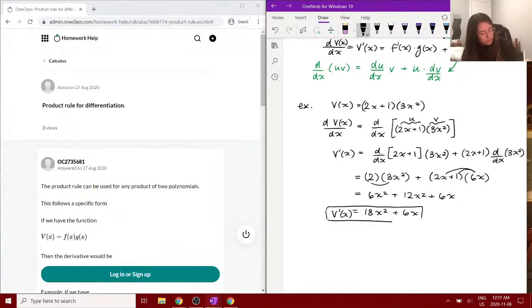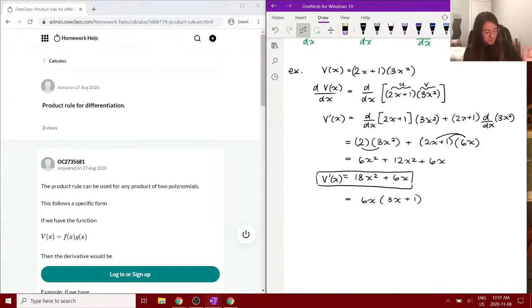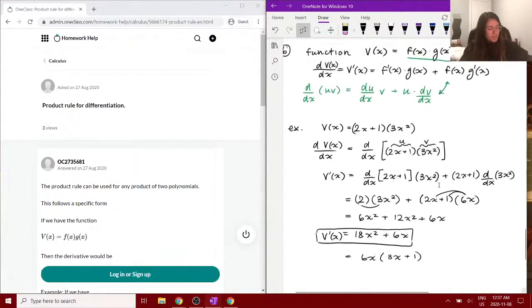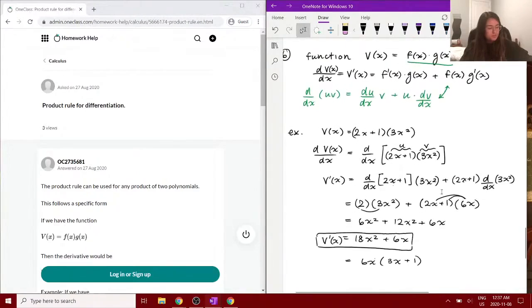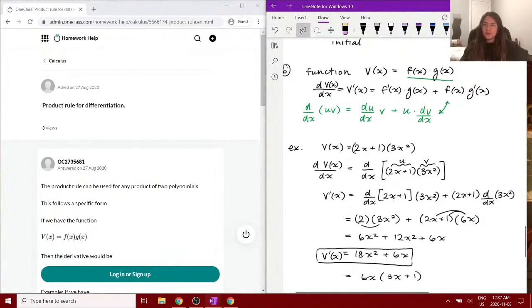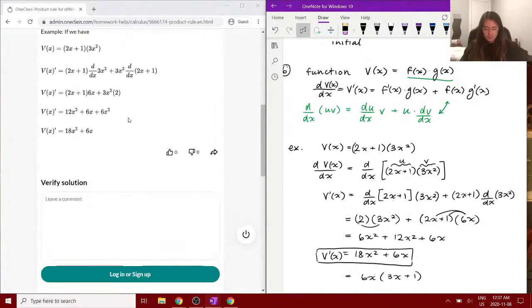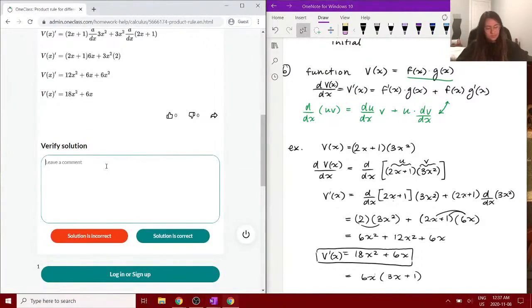You don't really have to factor if you don't want to. You could do something like this. However, I don't think it's necessary for this question. It depends on what you're doing. But if you want to, that would be the answer. And so that is the application of the product rule. Let's look at what they wrote here. And we got the same answer. So that's correct. Good work.